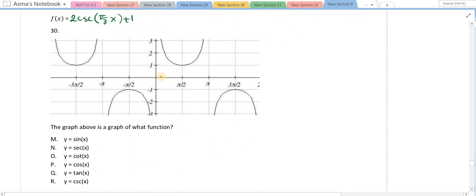To identify this, again, I'm going to draw the sinusoidal function associated with this, and it looks like it's a sine, so this is going to be cosecant.